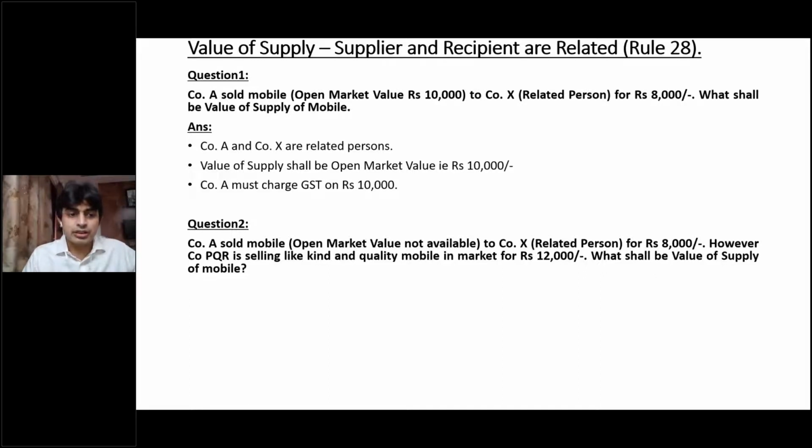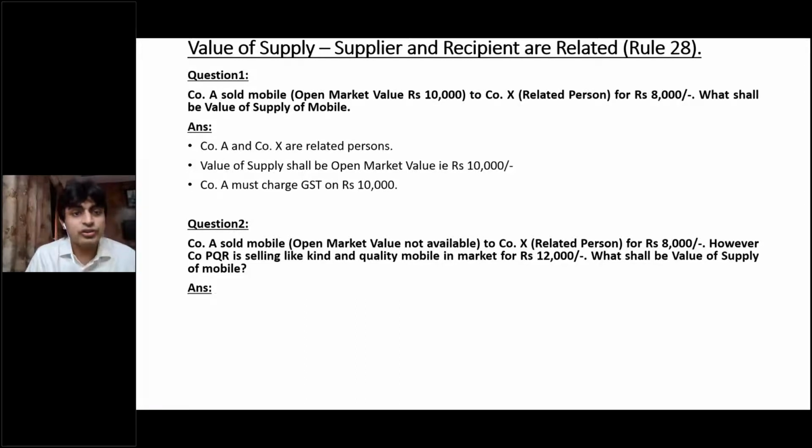Okay, some company PQR is selling the like kind and quality mobile for 12,000. See this. Company A sold a mobile to company X, a related person, for which there was no open market value. So how can we compare? A new mobile. I gave it for how much? 8,000. But the same mobile, company PQR is selling for how much? 12,000 rupees. Like kind and quality, a similar mobile, which they are selling for 12,000. So what shall be the value of supply?